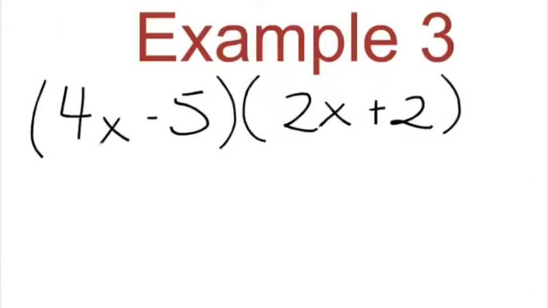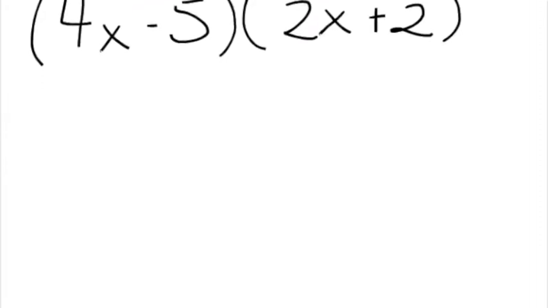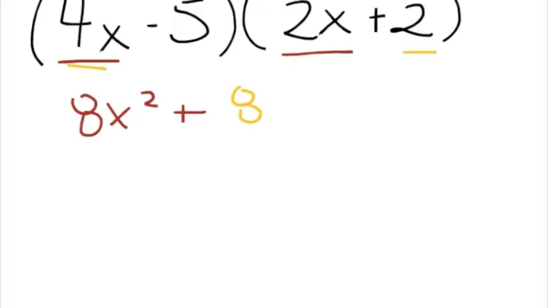Bracket 4x minus 5, bracket 2x plus 3. Just like the other examples we did earlier, this example has subtraction that can change the value of our final answer. So the first step is we must multiply the first two terms, which are the 4x and 2x, that equals 8x squared. Now we must multiply the two outer terms, which are the 4x and 3, to get 12x. The equation we have right now is 8x squared plus 12x.